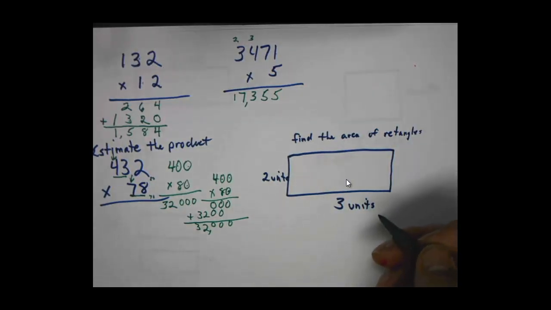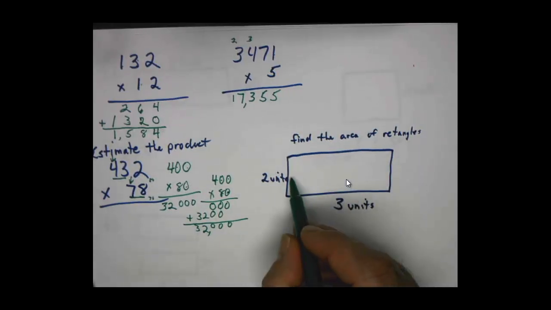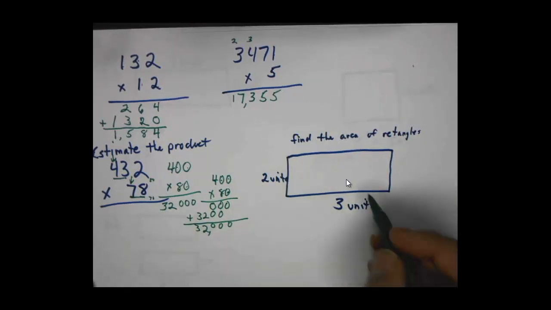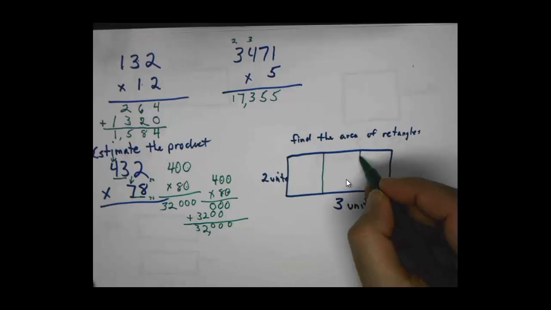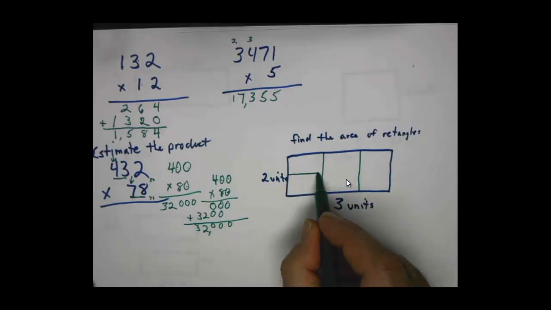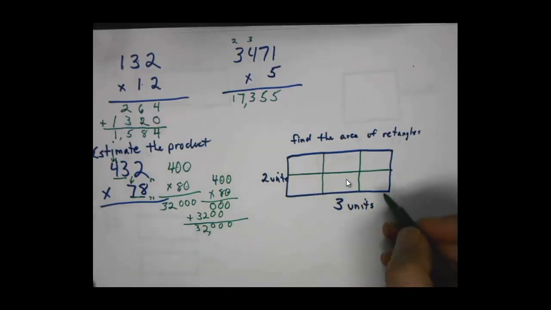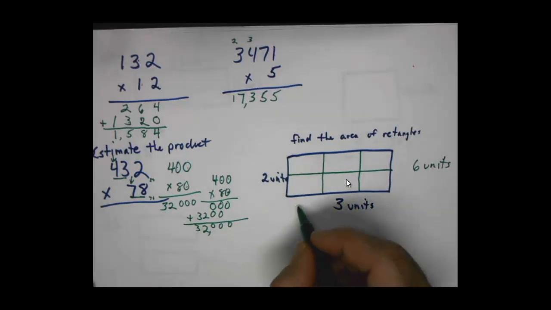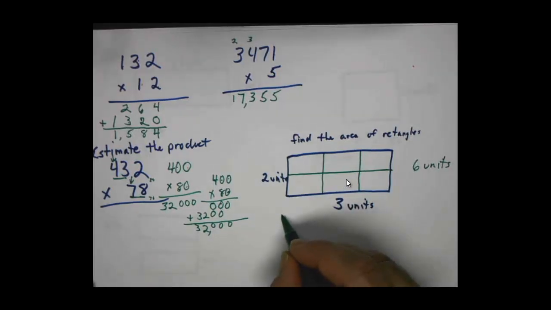Objective number 3, find the area of a rectangle. Well, in this particular case, we have something that is 2 units wide and 3 units long. So we have 3 units here, and we have 2 units wide. As you can see, when we divide this up, we have a total of 6 units. And mathematically, the area of a rectangle is going to be length times width. Sometimes you see it as base times height.